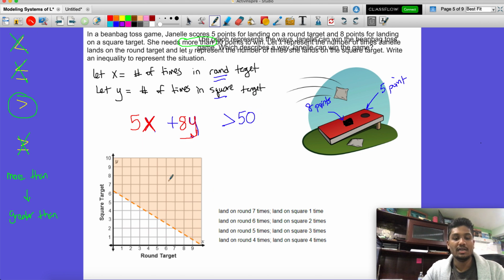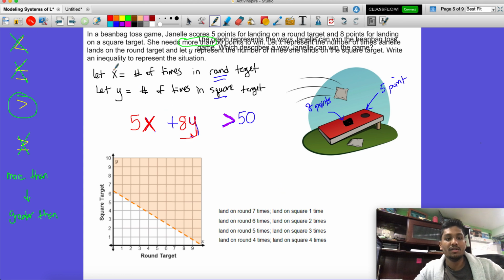So when you graph this, you get a dashed line. You realize that this dotted line is because this is simply a greater than sign. There's no greater than or equal to here, it's just greater than, so it's dashed. Greater than also means that we're going to be shading above the line, so that's why we shaded above here. And we have a bunch of things down here.